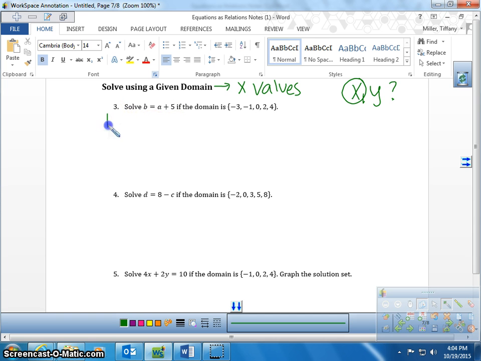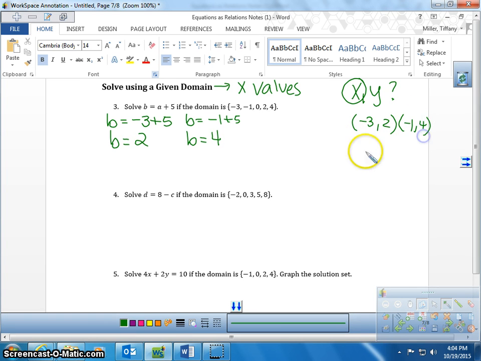So first we have b equals negative 3 plus 5. So b is equal, what is negative 3 plus 5? 2. So I have an ordered pair of negative 3, 2. I'm going to do the same thing for the rest of them. So b equals negative 1 plus 5. b is equal to 4. So another ordered pair is negative 1, 4.